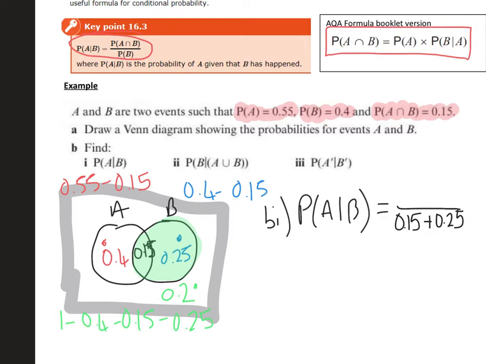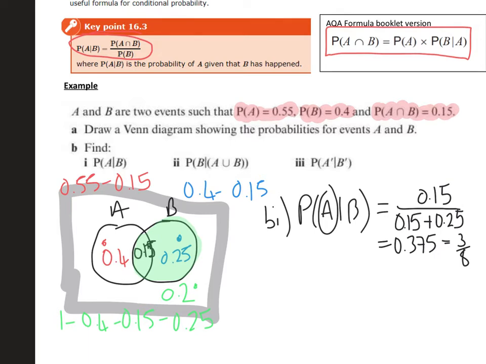Now, out of those two things, which one includes the probability that A happens? Well, it's the 0.15. So to work out that probability, I'm just going to type that in my calculator. So 0.15 over 0.4, and that gives me, as a decimal, 0.375, or as a fraction, 3/8.